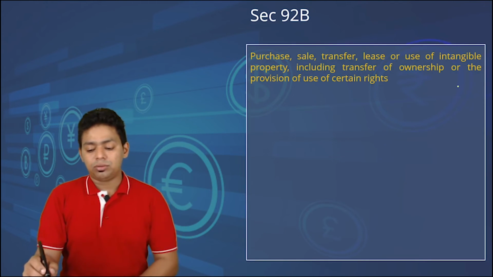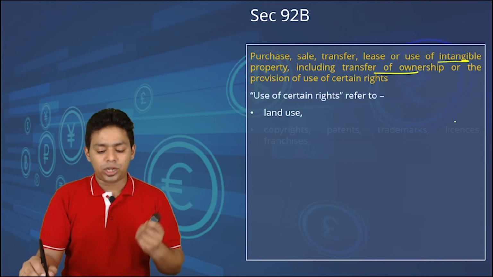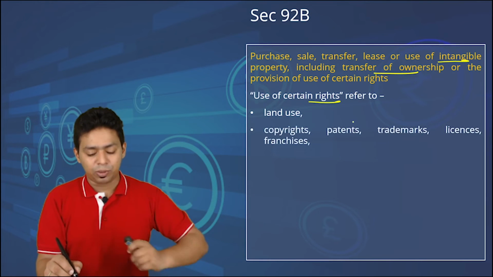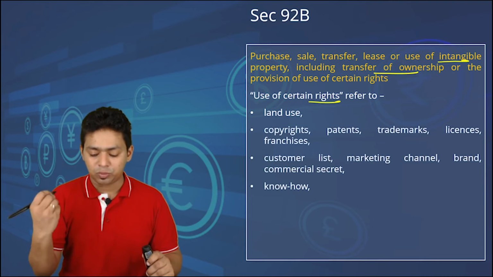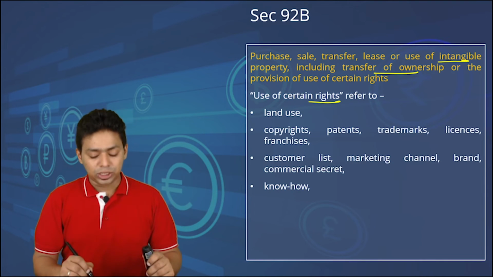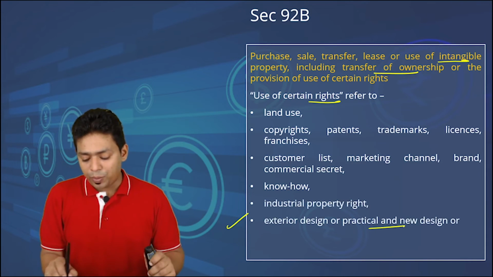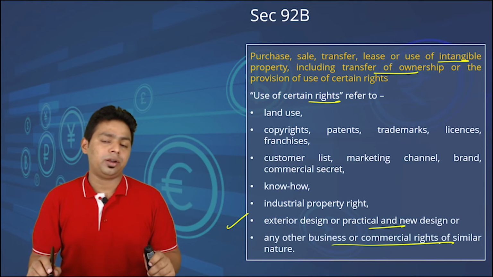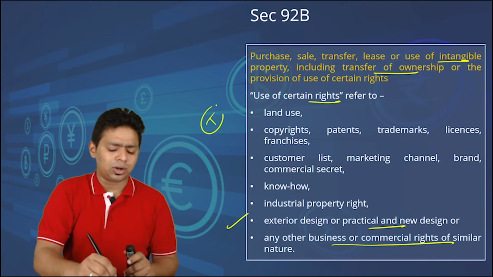Purchase, sale, lease, use of intangible property, including transfer of the ownership. So what is the definition of use of right or intangible property? Land use, copyright, patent, trademark, license, franchisee, customer lease, marketing channel, brand, commercial secret, know-how, industrial property right, exterior design or practical or new design, any other business or commercial right of a similar nature. You don't have to literally read this. You should know that these are the transactions.